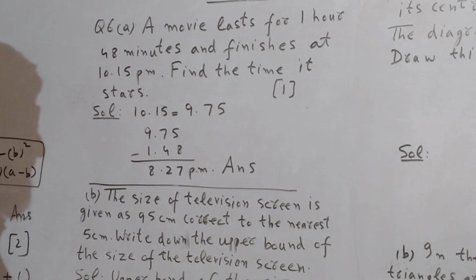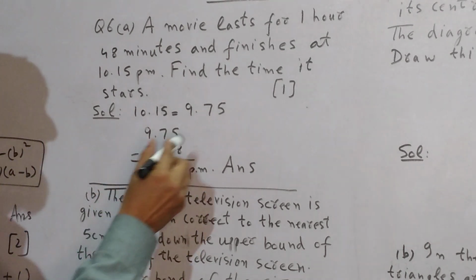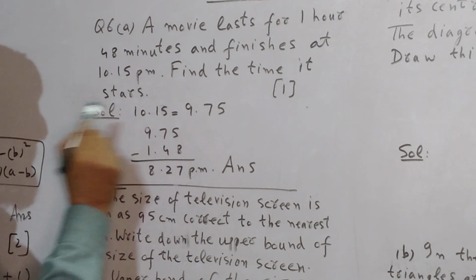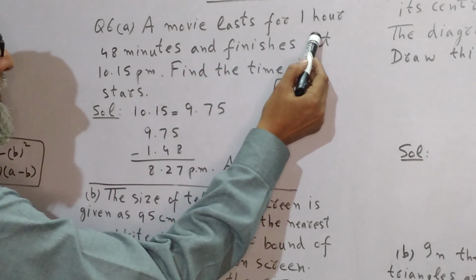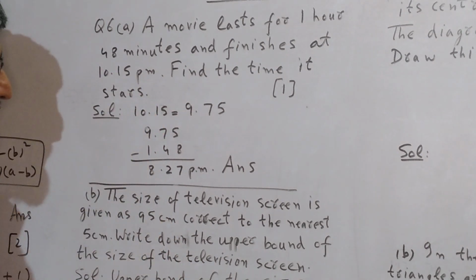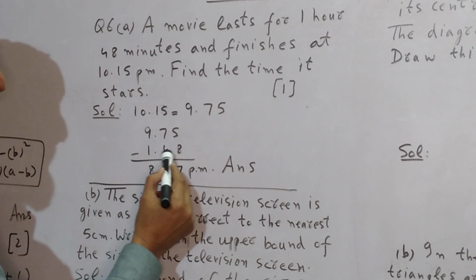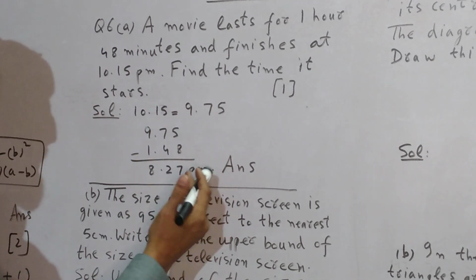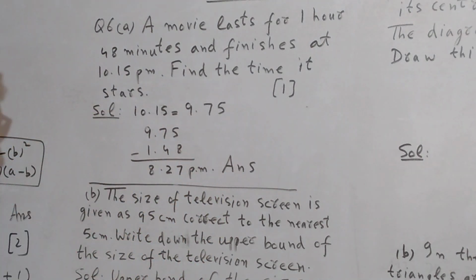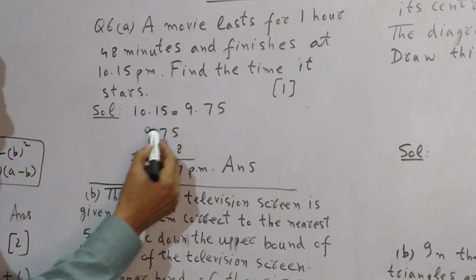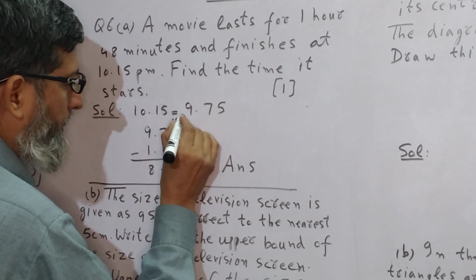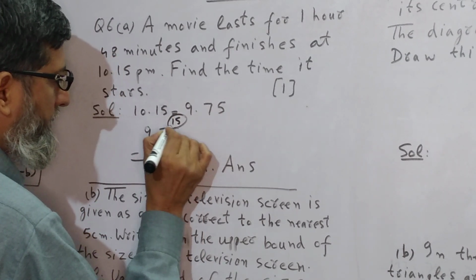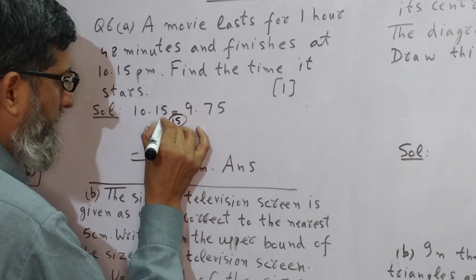So 9:75 p.m. is the new time in terms of 9 hours and more minutes. As it is given that the movie lasted for 1 hour 48 minutes, we subtract 1:48, that means 1 hour 48 minutes, from this 9 hours 75 minutes. So here we take a carry, so it becomes 15, and when it is cut here it becomes 6.